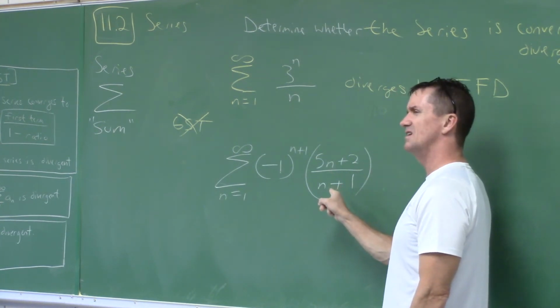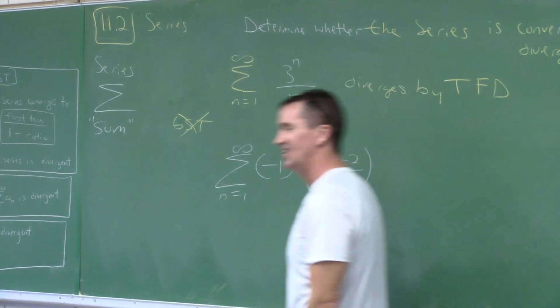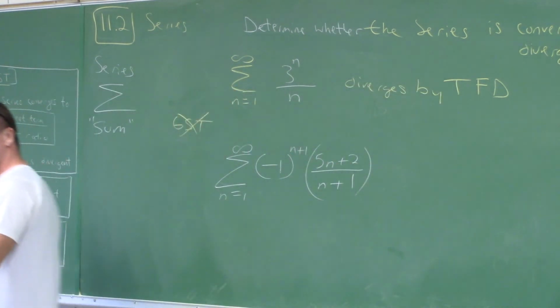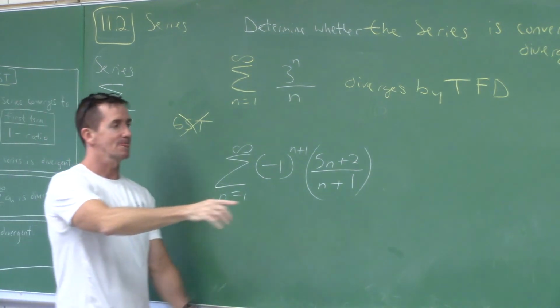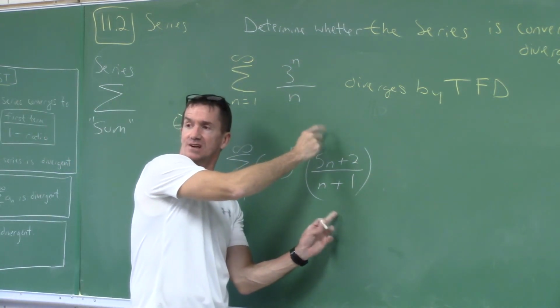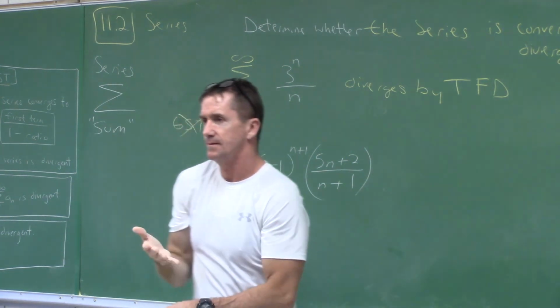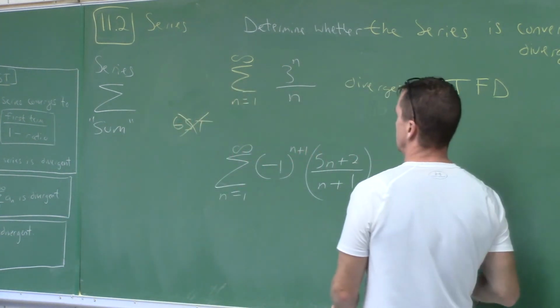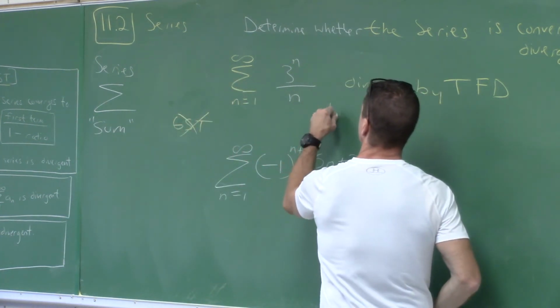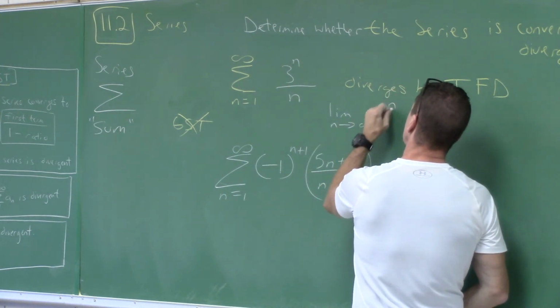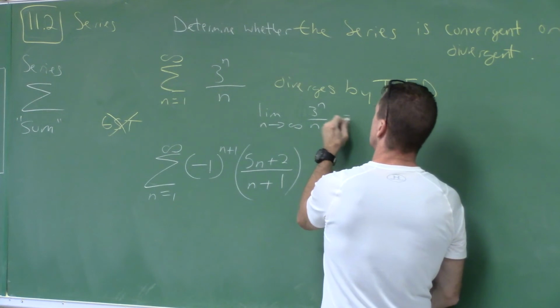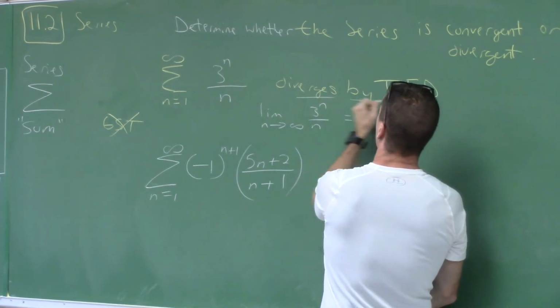Is this geometric? Oh, heck no. This is not a geometric series, right? For a geometric series, we'd have that exponential expression, right? That's all we'd have. What do you know about the limit of that sequence, though? In this case, the limit as n approaches infinity of 3 to the n over n, that's a sequence, so it diverges by TFD.